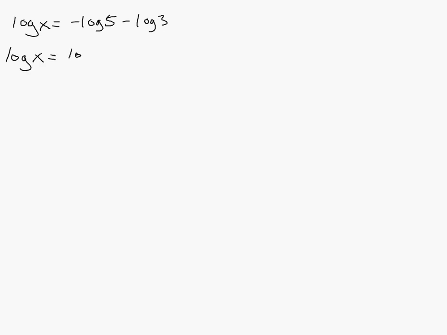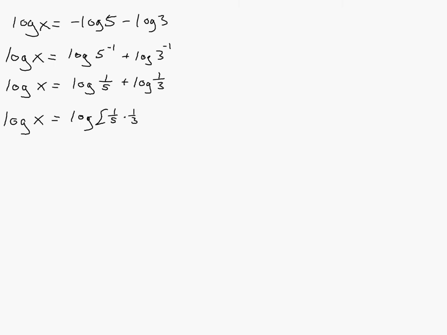Using the power property, I can take the coefficient of -1 and write it as an exponent for each of my arguments. 5 to the negative 1 means 1/5. 3 to the negative 1 means 1/3. Then using the product property, multiply my arguments, a fifth times a third, and I get 1/15. Now using the property of equality, we get x equals 1/15.